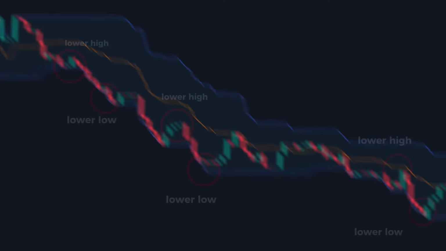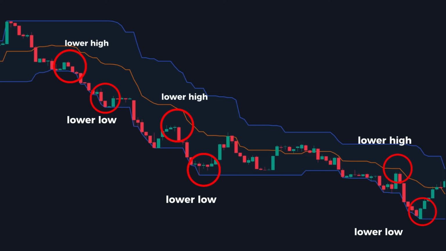Identifying a downtrend. A downtrend is evident when the price stays below the middle line, the lower band is falling, and the market forms lower lows, new troughs, and lower highs, retracements that don't surpass the prior high. This indicates sustained bearish pressure.